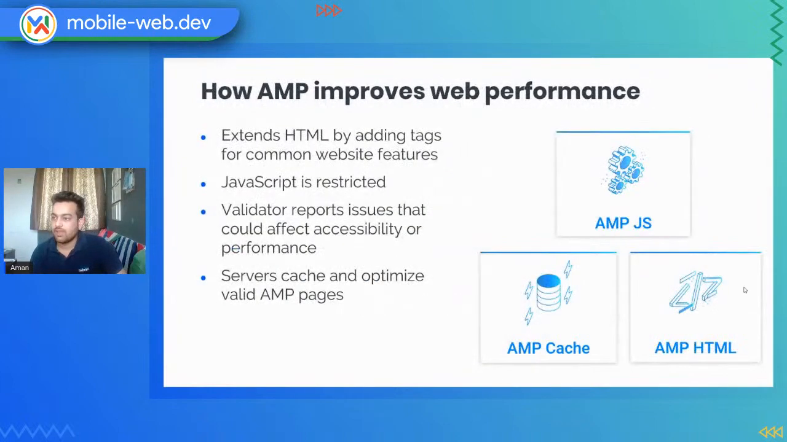So how does AMP improve web performance? First of all, it has something called AMP HTML, an extended version of normal HTML syntax. Instead of using something like the IMG tag, we will be using the AMP IMG tag, things like that. We'll go into detail in the coming sessions about how you can implement AMP HTML. Second thing is you cannot use your own custom JavaScript. You used to use JavaScript in making something like a carousel.